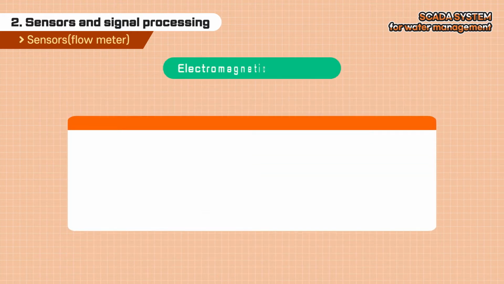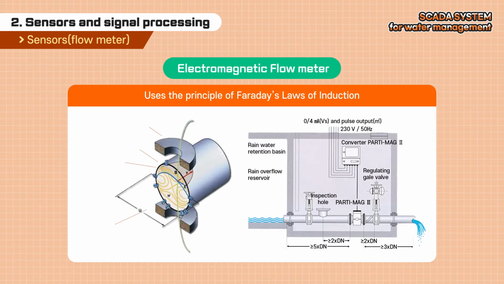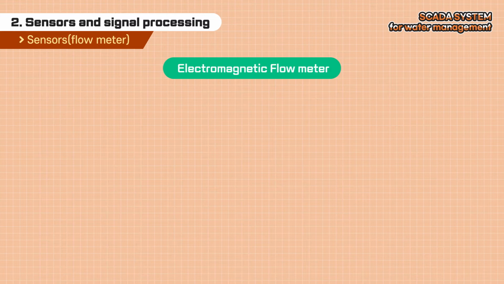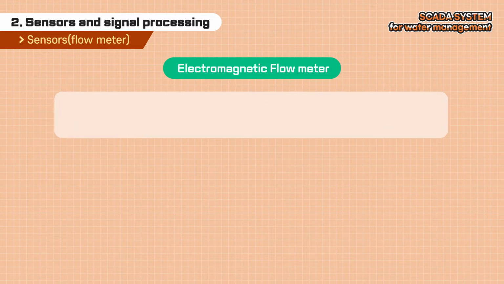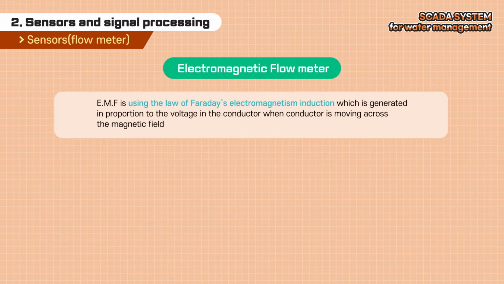Next up is an electromagnetic flow meter. The electromagnetic flow meter uses the principle of Faraday's laws of induction. Next, let's look at Faraday's law. The basic principle of Faraday's law is that a conductor generates a voltage when it passes through a magnetic field.